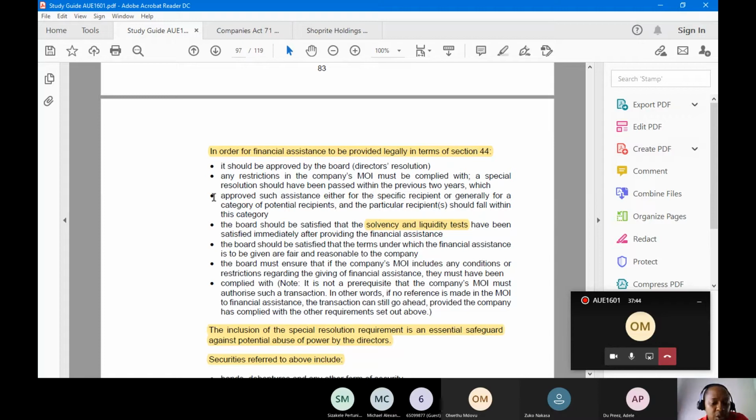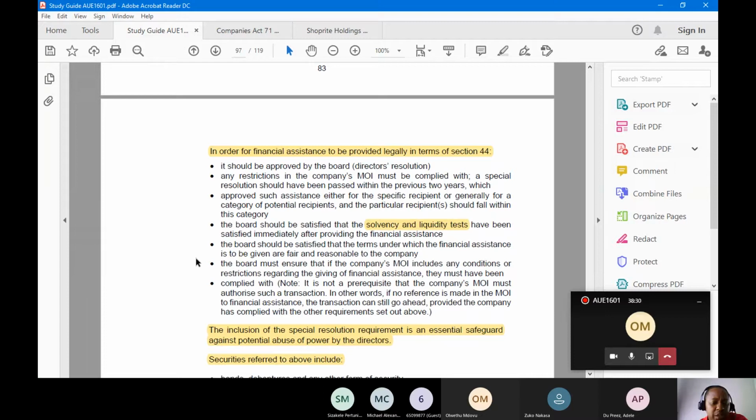Always very important, the board should be satisfied that the solvency and liquidity tests have been satisfied immediately after providing the financial assistance. This is also the very same case when a company has issued shares. The solvency and liquidity test must be satisfied immediately after issuing those shares. So even in this instance, those two tests must be satisfied. This is also giving assurance to the board of directors that the company will still be sustainable even if the financial assistance is provided. The board should be satisfied that the terms under which the financial assistance is to be given are fair and reasonable to the company.